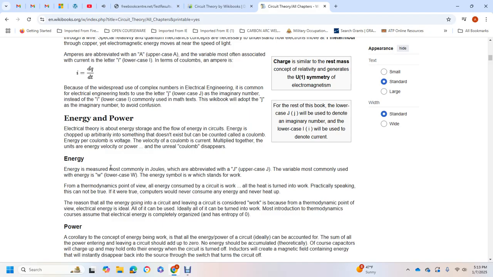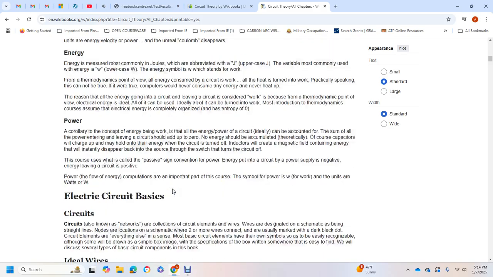Energy is measured most commonly in joules, abbreviated with uppercase J. The most commonly used energy symbol is W, which stands for work. From a thermodynamics point of view, all energy consumed in a circuit is work. All heat is turned into work. Strictly speaking this is not true, but it is true in computers that never consume any energy and never heat up. The energy going into the circuit and leaving the circuit is considered work because of the thermodynamic point of view. Electrical energy is ideal. All of it can be used; ideally, all of it can be turned into work. Most introductory thermodynamics courses assume that electrical energy is completely organized and has an entropy of 1.